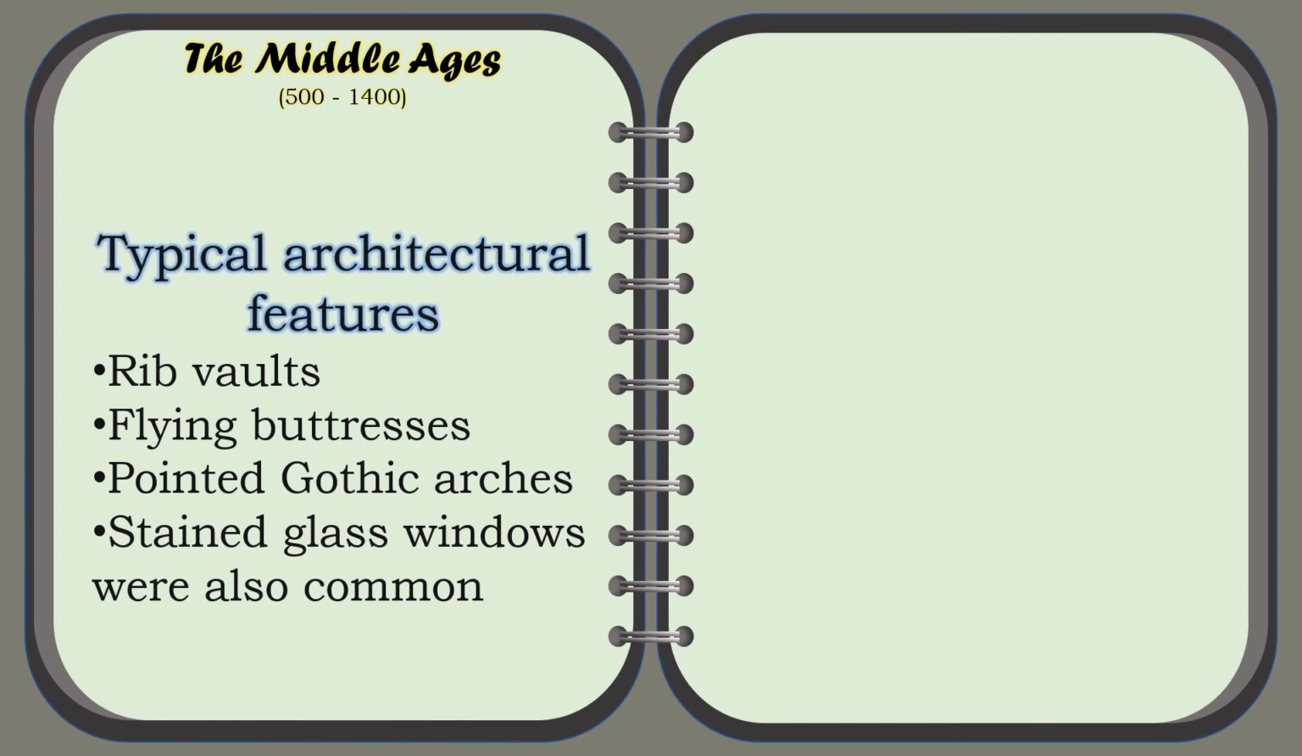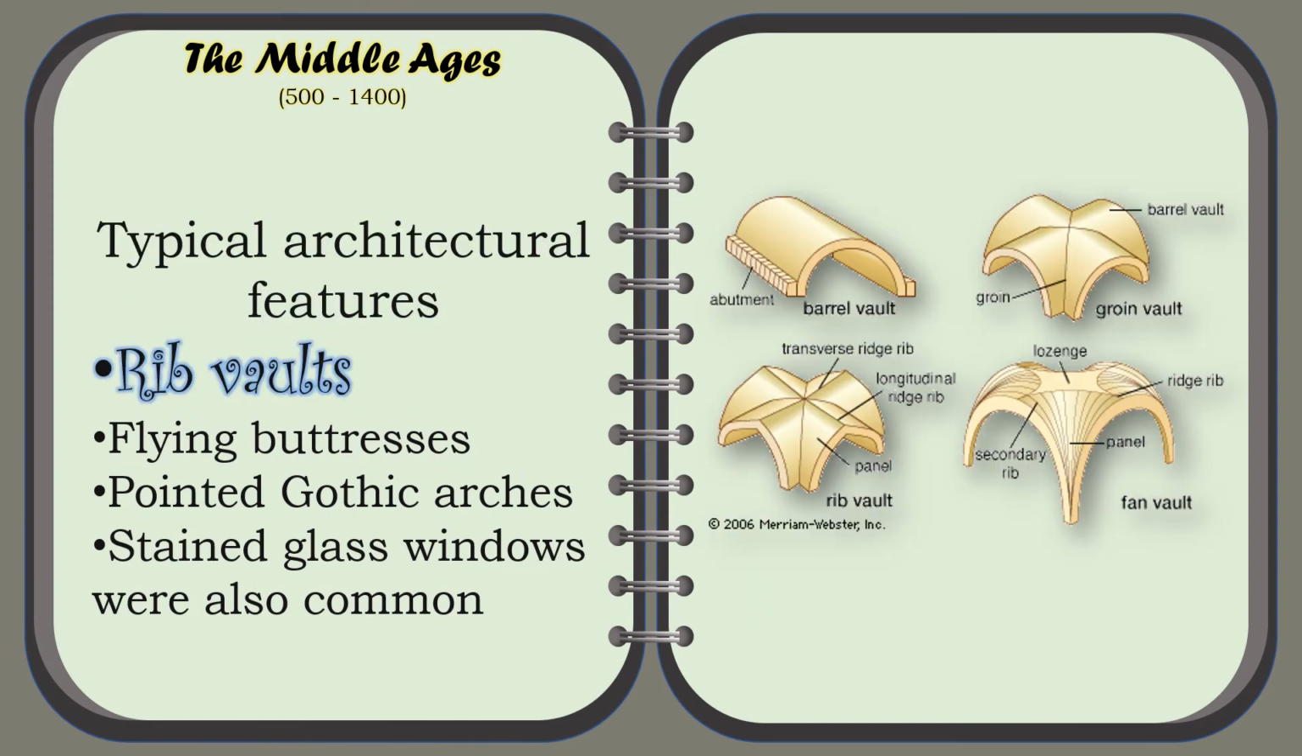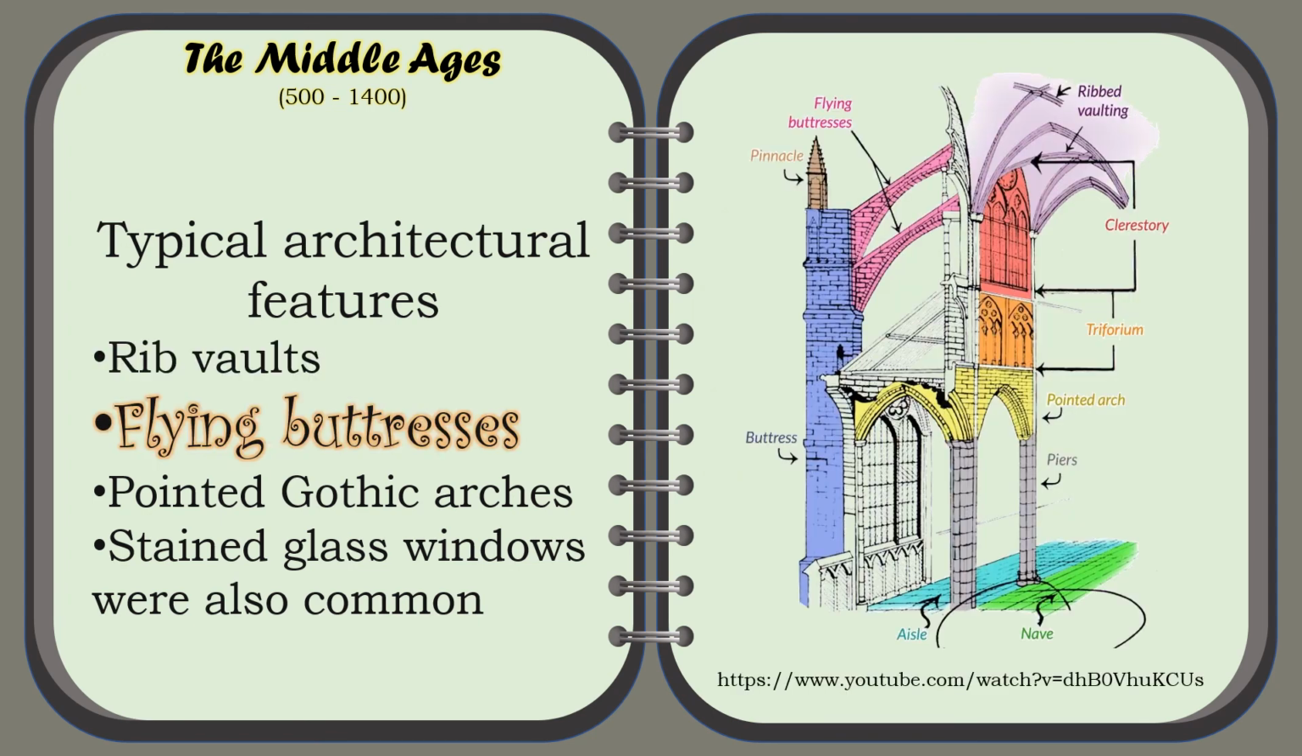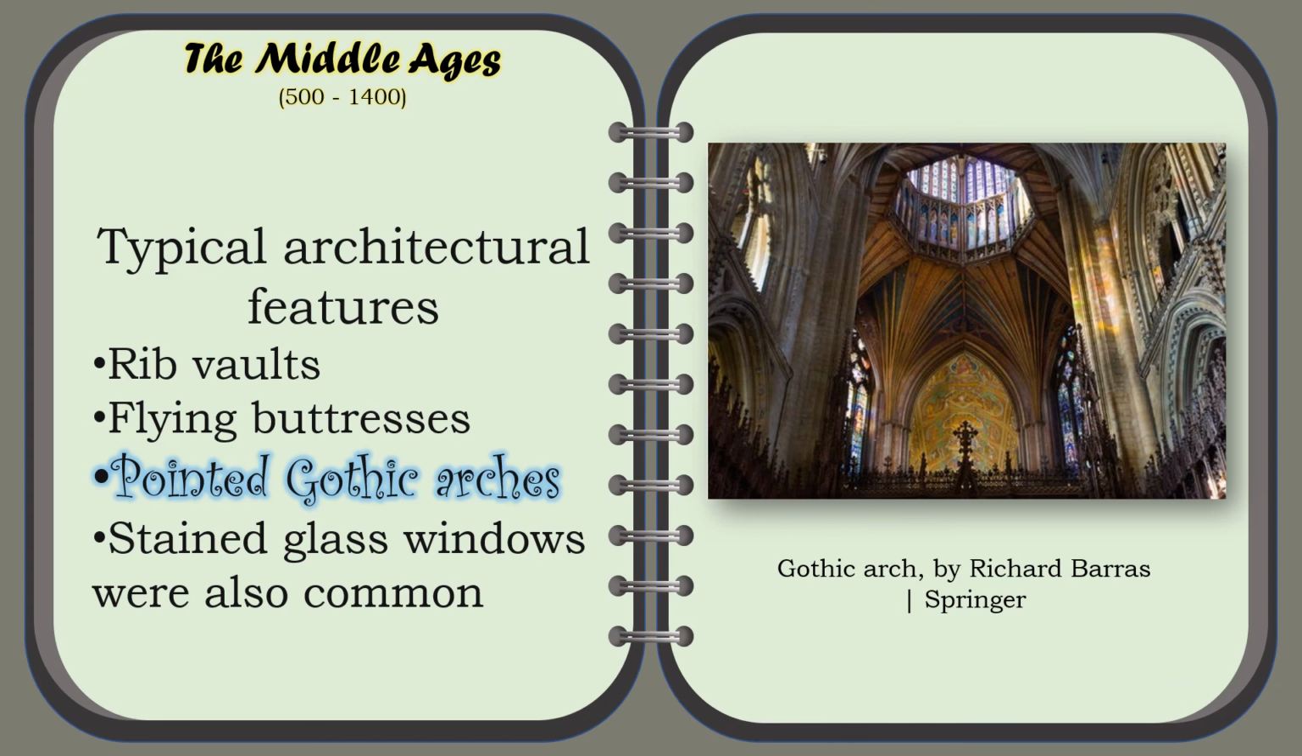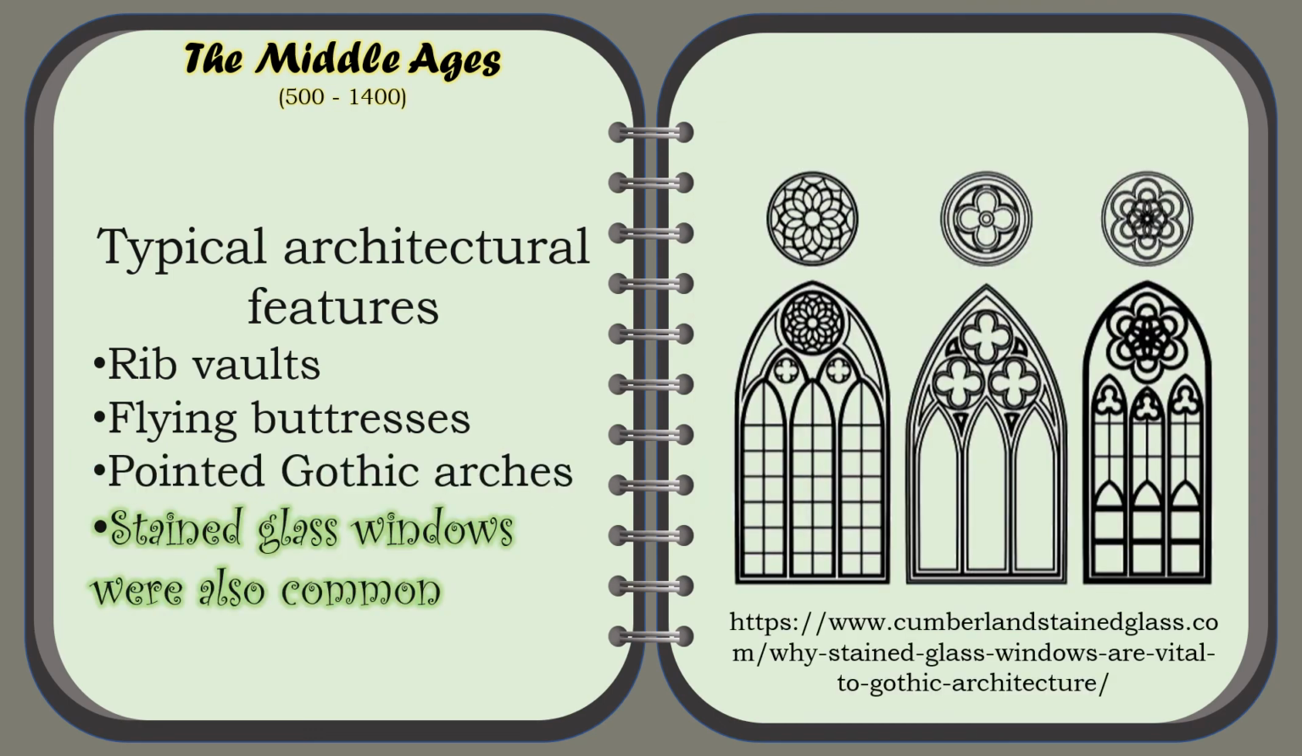Some typical architectural features: rib vaults, flying buttresses, pointed Gothic arches. Stained glass windows were also common.